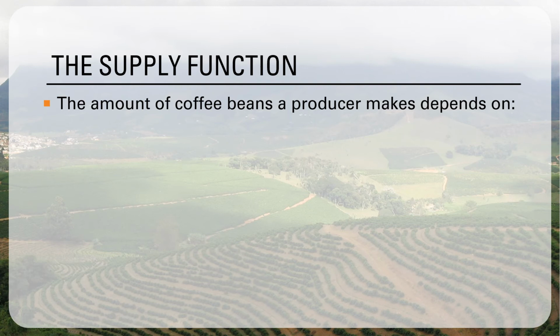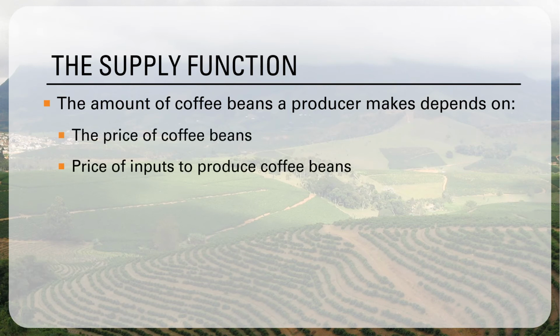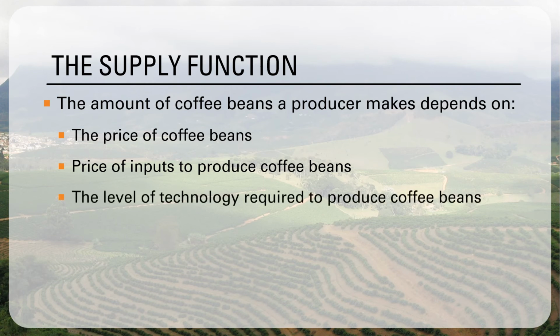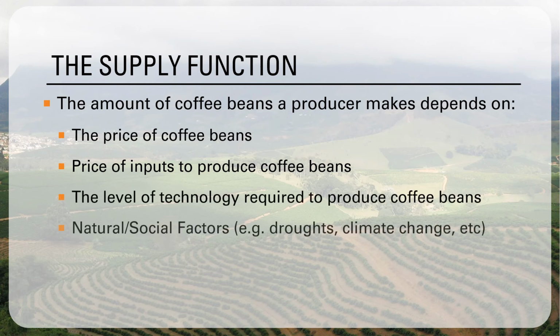So we've seen with that case study that the amount of coffee beans a producer makes depends on various factors, including the price of coffee beans, the first one, right? The price of inputs to produce those coffee beans, the level of technology required to produce coffee beans, natural and social factors, for example, climate change, global warming. For social factors, it could be taxes and all of that. So if you have taxes from the government, then it takes more money to produce a certain good, right? Because there's taxes now, and that's going to add up. So that's going to increase costs and affect supply as well.